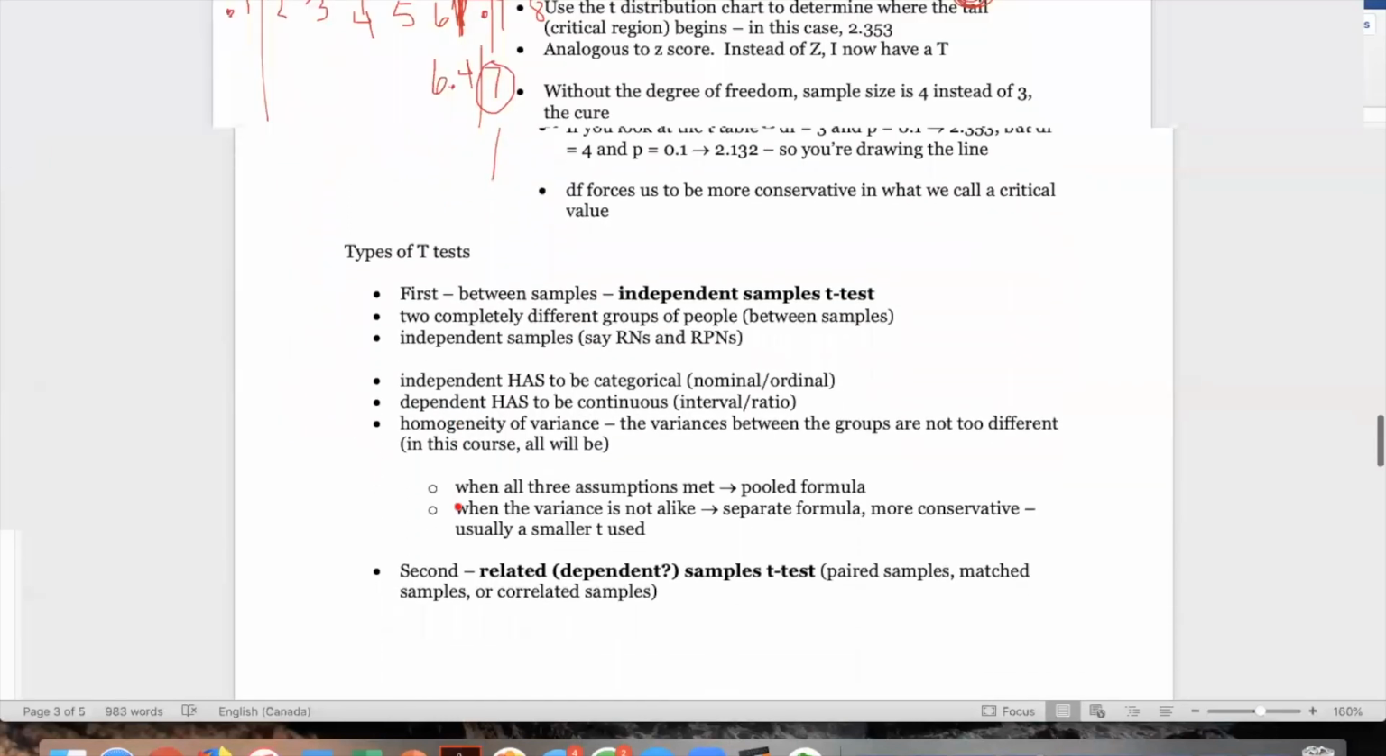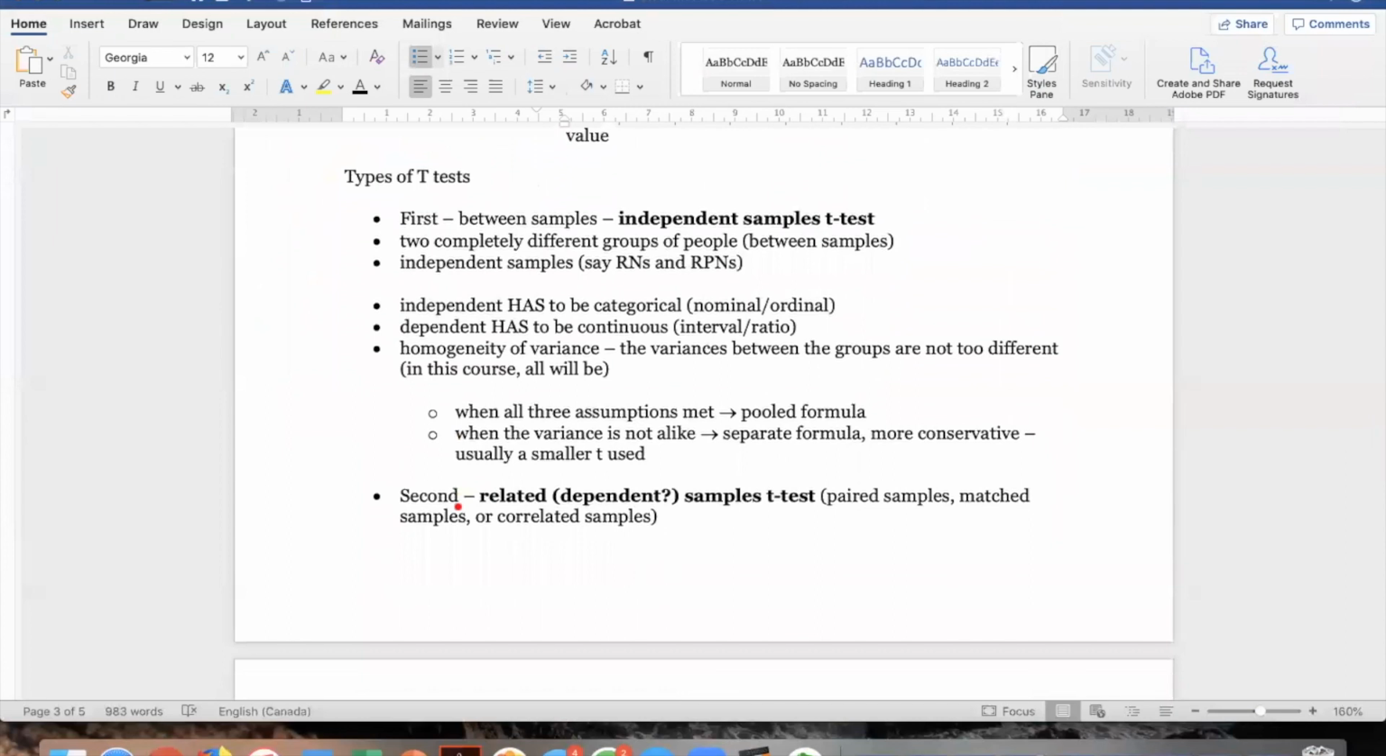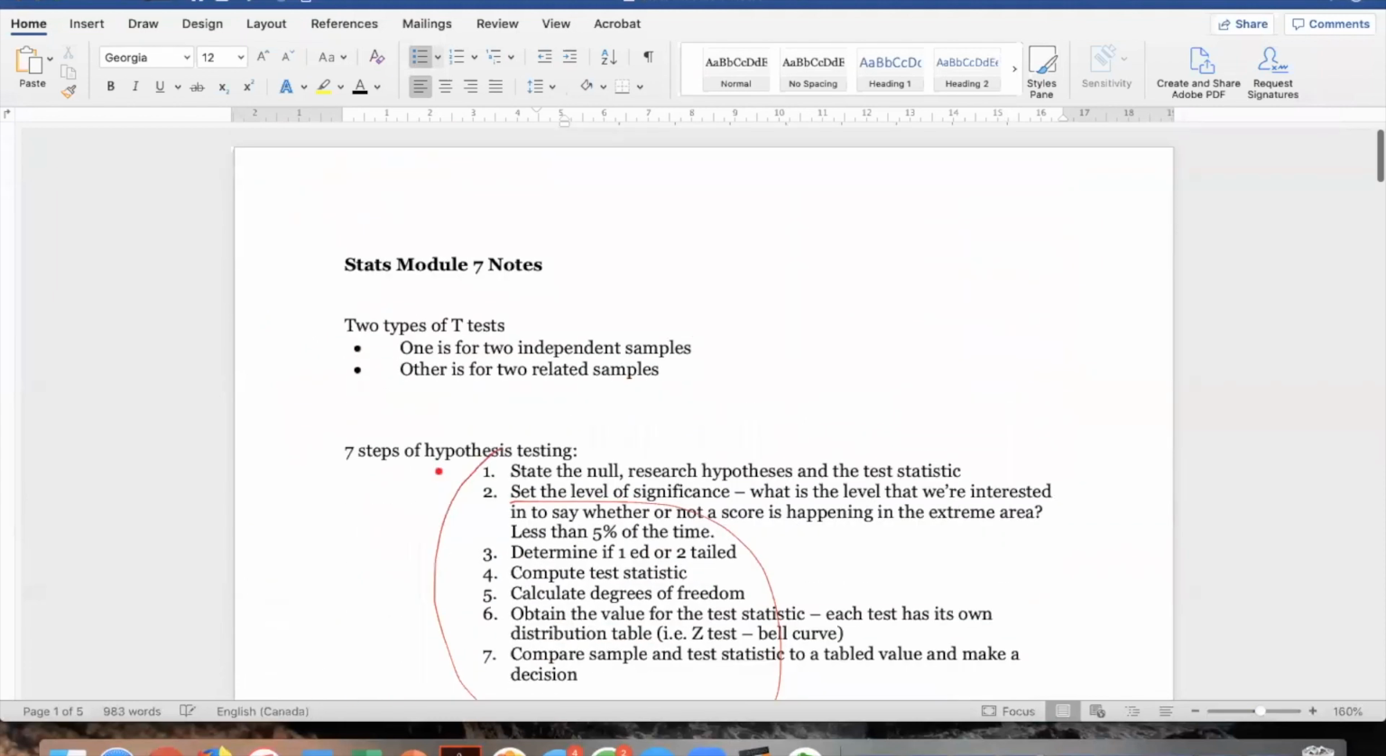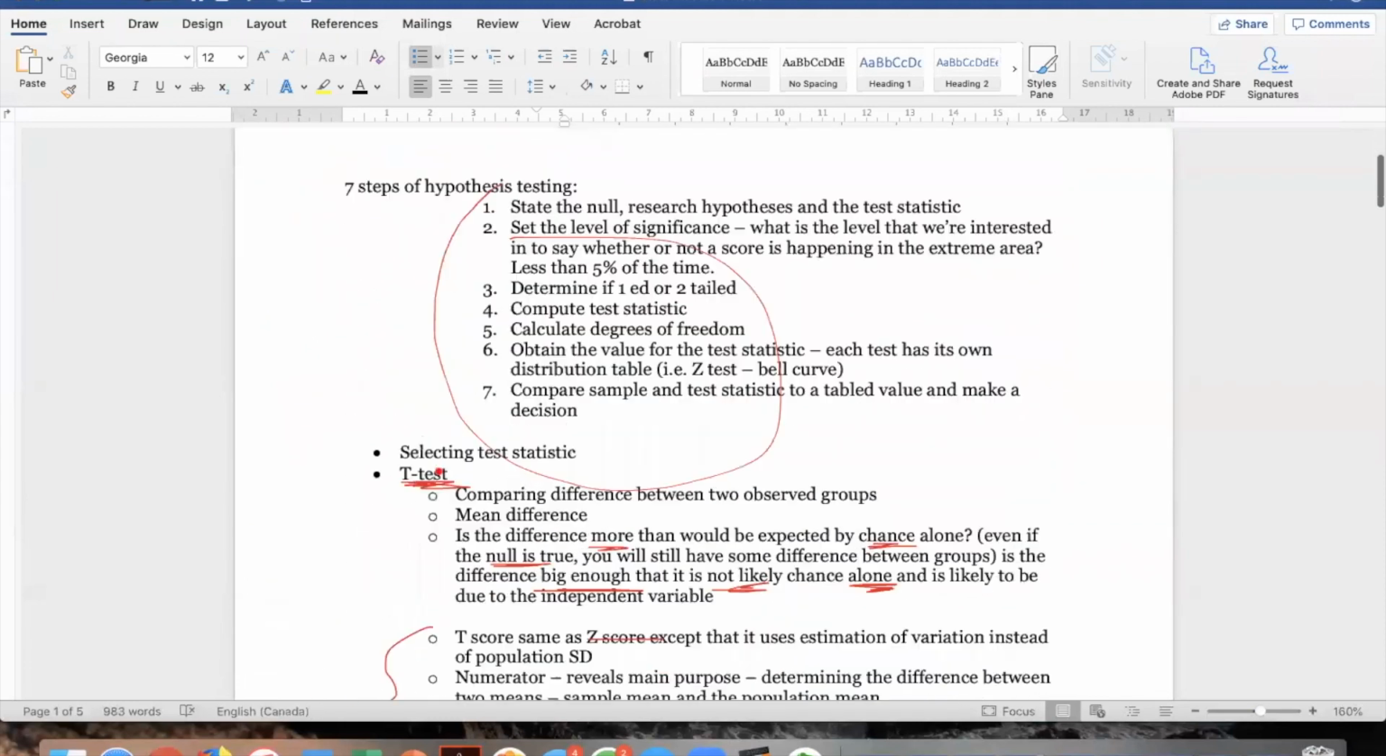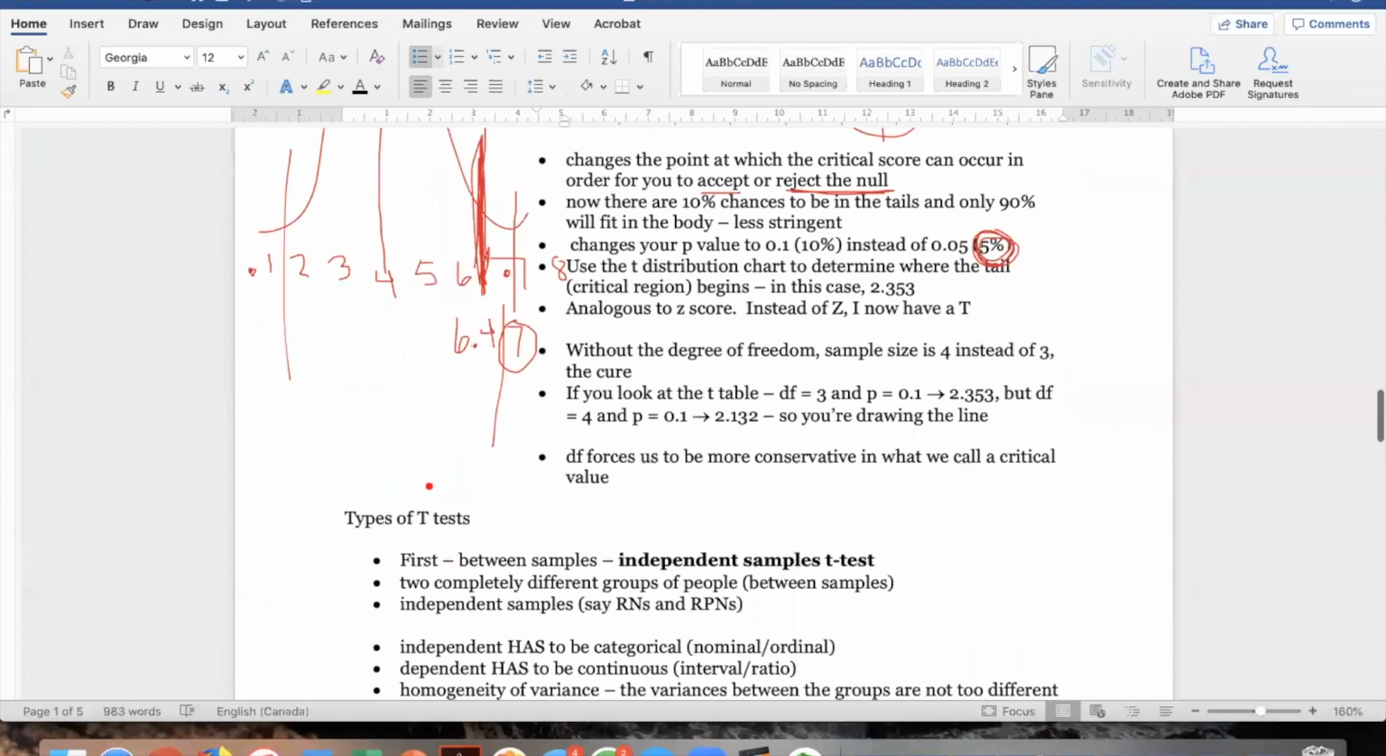Don't worry about that. Okay, so remember I said there's 2 different types of t-tests. There's an independent sample t-test and a related or dependent samples t-test. Eventually this is confusing, so don't worry about that. What did we call them up here? Independent and related. Okay, I like that.